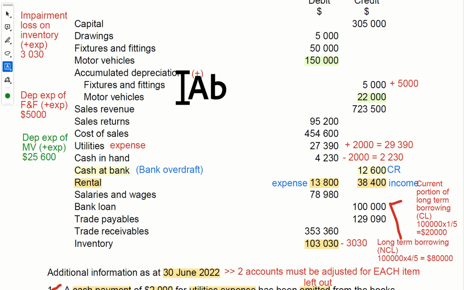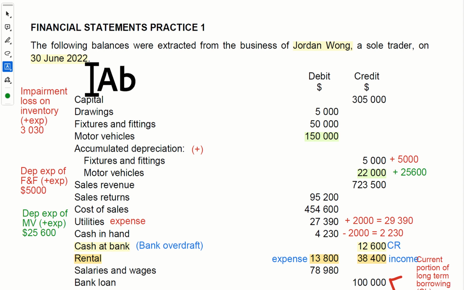Next, I need to remember accumulated depreciation must increase. So I go to accumulated depreciation of motor vehicles, 25,600, increase it. So the first step is done, additional information. The next step that you will need to do is to classify. Classify all the accounts that you see.